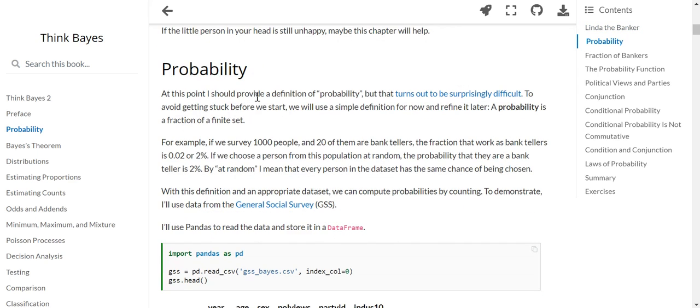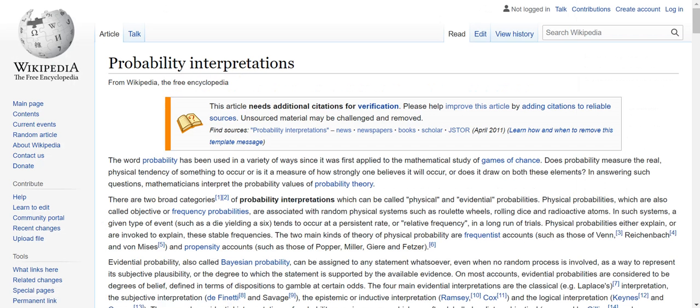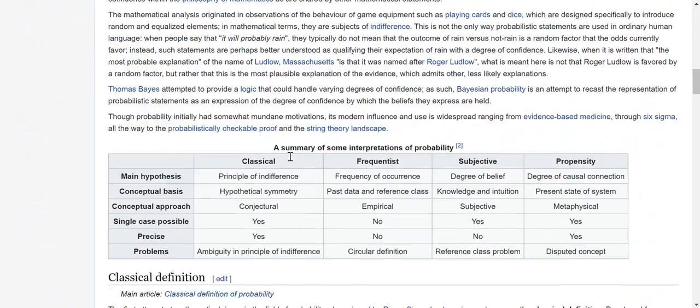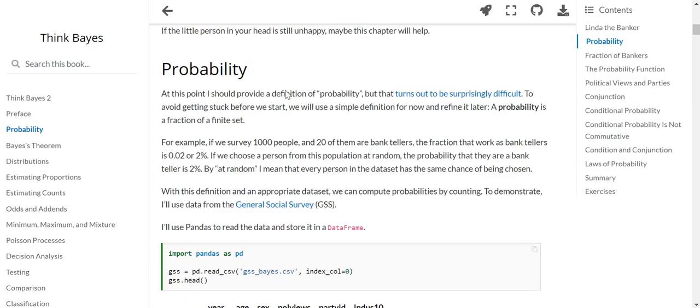At this point, I should provide a definition of probability, but that turns out to be surprisingly difficult. Okay, oh, so there are tons of interpretations. So let's just stick to what he's going to tell us. To avoid getting stuck before we start, we will use a simple definition for now and refine it later. A probability is a fraction of a finite set. Okay, that makes sense. For example, if we survey 1,000 people and 20 of them are bank tellers, the fraction that works as bank tellers is 2%. If we choose a random person from this population, then the probability that they are a bank teller is 2%. By at random, I mean that every person in the dataset has the same chance of being chosen.